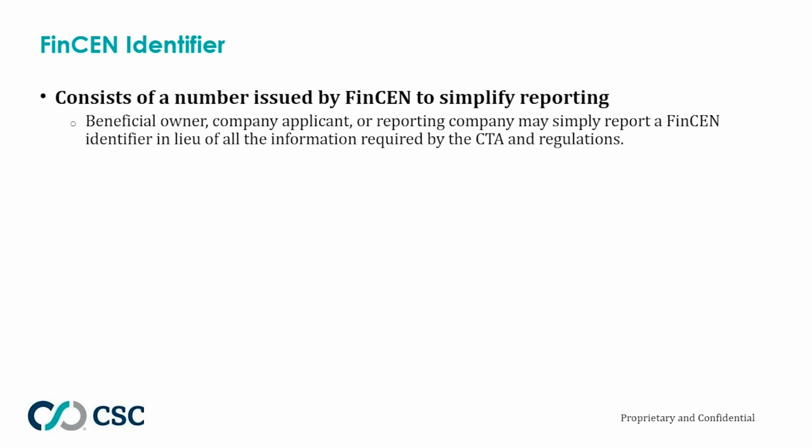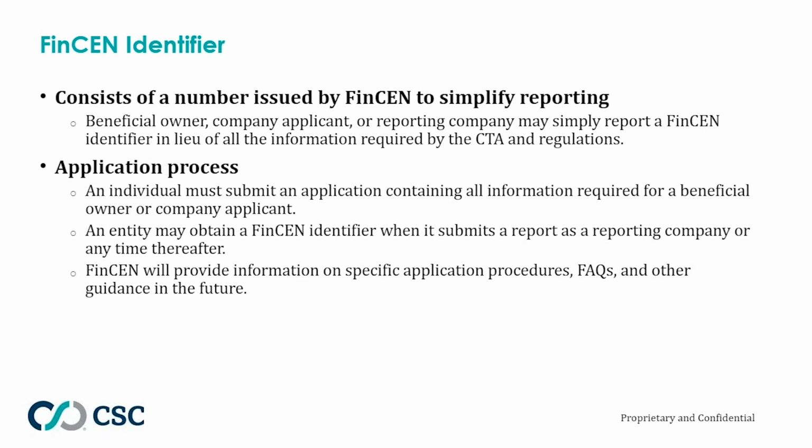The FinCEN identifier can be issued to a beneficial owner or a company applicant through an application process. The first step of this application process, my understanding, is that the individual must register with login.gov to get their general portal access, and then once they've got that, they can go into FinCEN and submit an application. It's done online, and the results are available instantly. So the individual has to provide all the information to FinCEN that is required for a beneficial owner or company applicant.